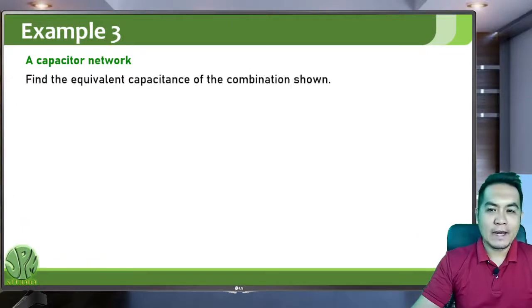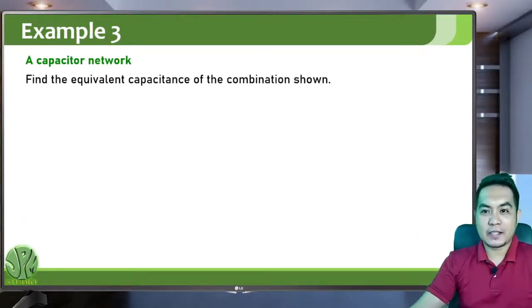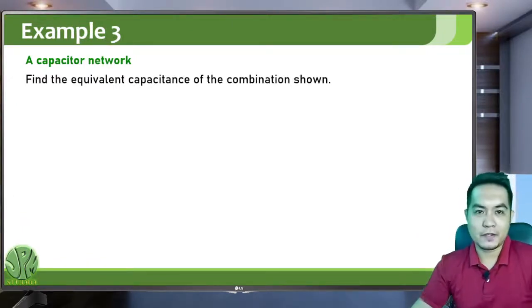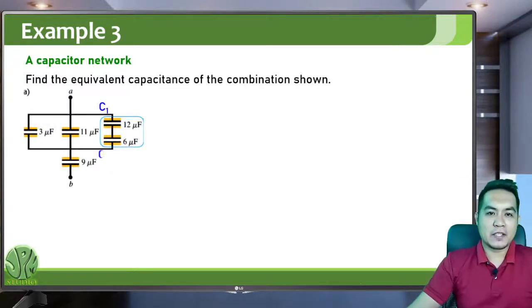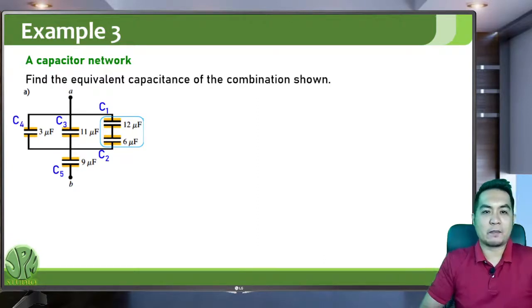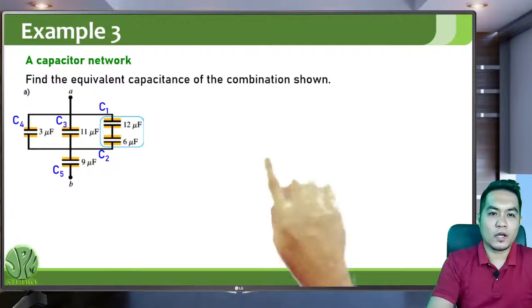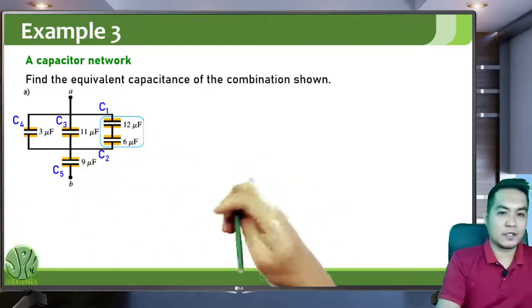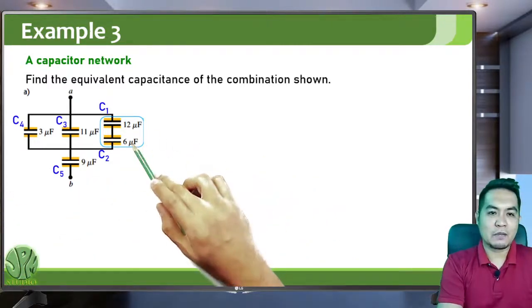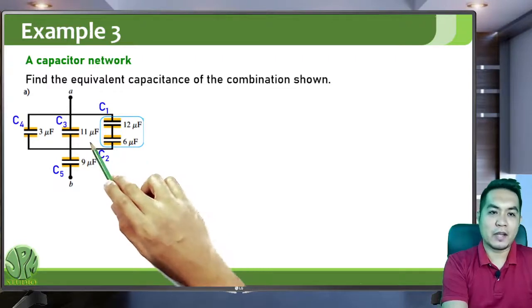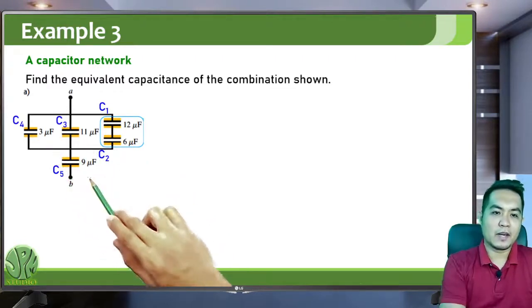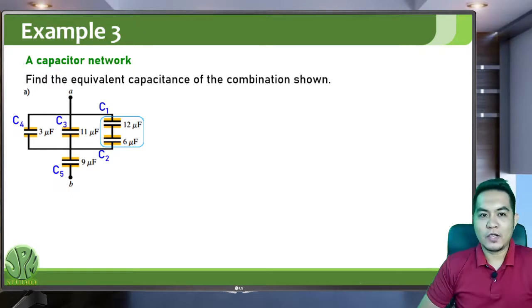Okay, last example. So this is regarding capacitor connections. Find the equivalent capacitance of the network of capacitors. In this case, we have 5 capacitors. C1, 12 microfarads. C2, 6 microfarads. C3, 11 microfarads. C4, 3 microfarads. C5, 9 microfarads. So we need to convert this into just one equivalent capacitor.